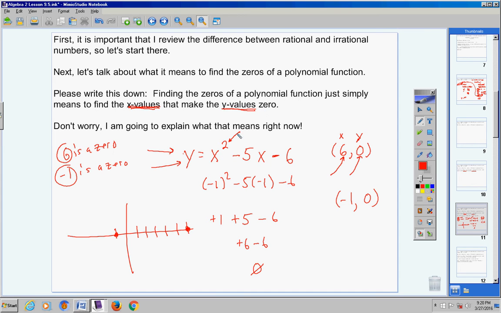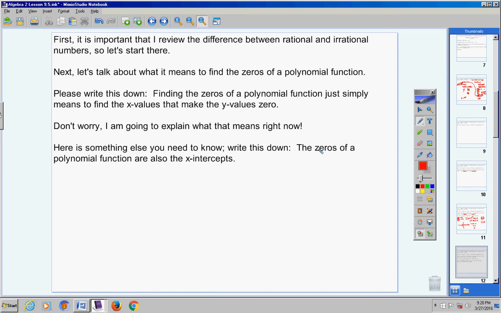I will teach you how to do that later. Number 2, when you find the zeros, they are the same thing as the x-intercepts. That's going to help us later when we go back and start graphing some of these polynomial functions, okay? So write that down. The zeros of a polynomial function are also the x-intercepts. You need to know that.